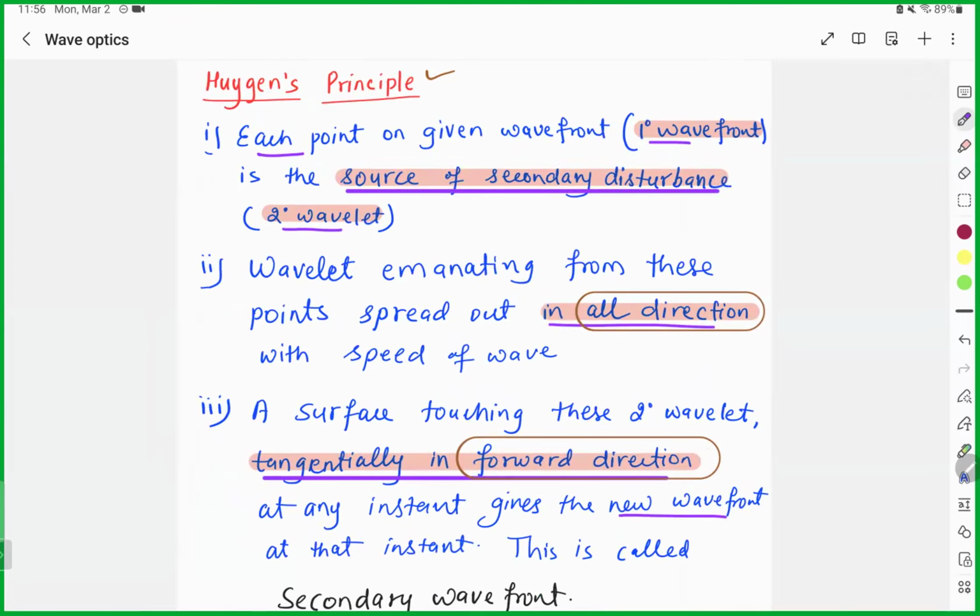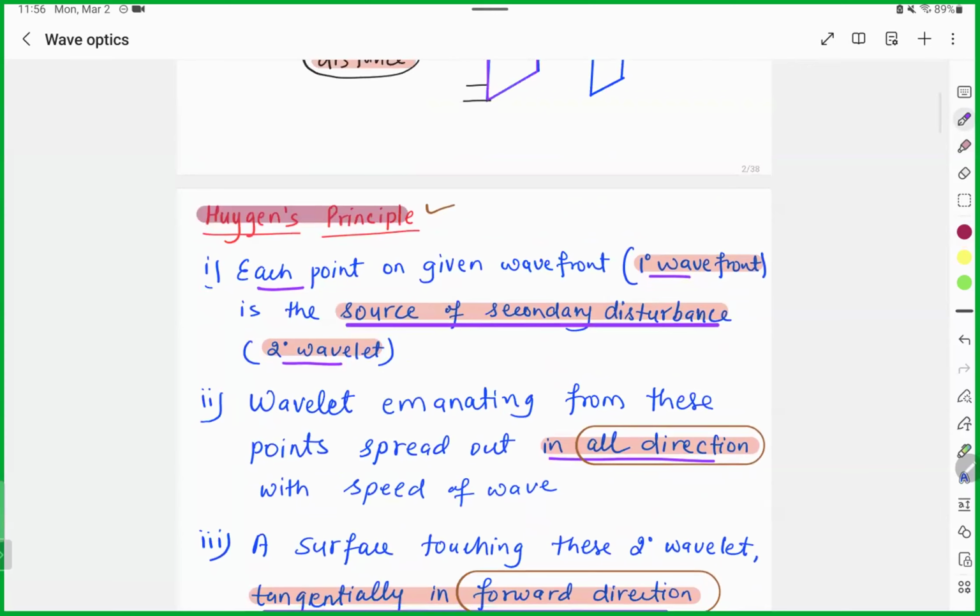In the board exam, they ask these three points directly, and even last year in CBSE. Anand, do you remember the same question was there? Huygens principle. So Huygens principle simply says that each point on the wavefront is the source of secondary disturbance. I told you the same thing.